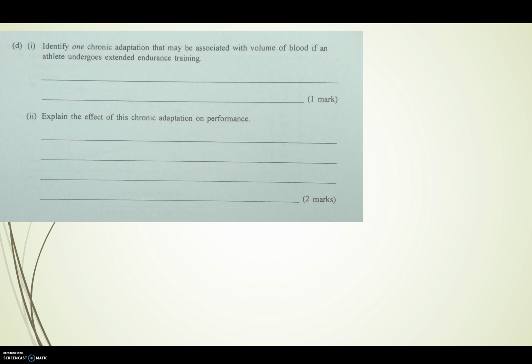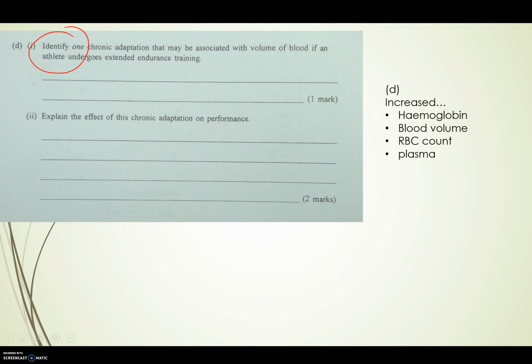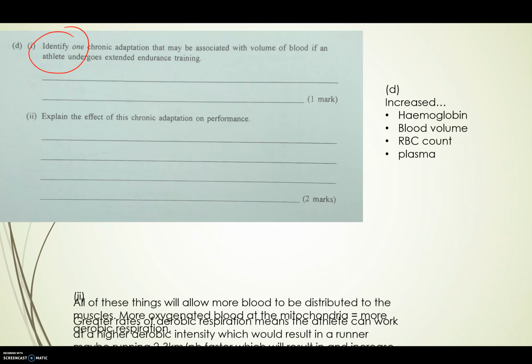All right, D. Identify one chronic adaptation that may be associated with volume of blood if an athlete undergoes extended training. So again, identify. It doesn't ask you to explain or annotate or develop. Just identify. So I've just said increased hemoglobin, blood volume, red blood cell count, increased plasma, anything like that. Okay, easy mark. Explain this, and now you've got to be able to explain it. So it's important you pick one that you can explain. So explain the effect of this chronic adaptation on performance.